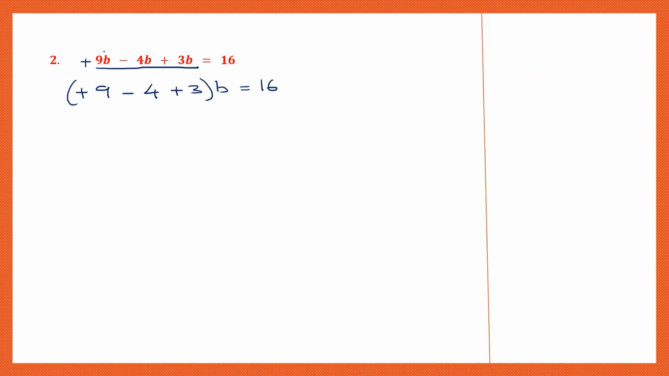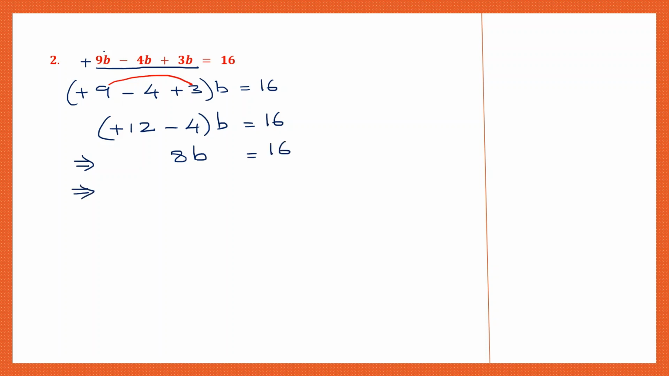So here let's add up the numbers with a plus sign. So 9 plus 3 is 12. So that's plus 12 minus 4. Now this is still in brackets, b is equal to 16. So 12 minus 4. Signs are different, so I put the sign of the bigger number and I subtract. So 12 minus 4 is 8. 8b is equal to 16.